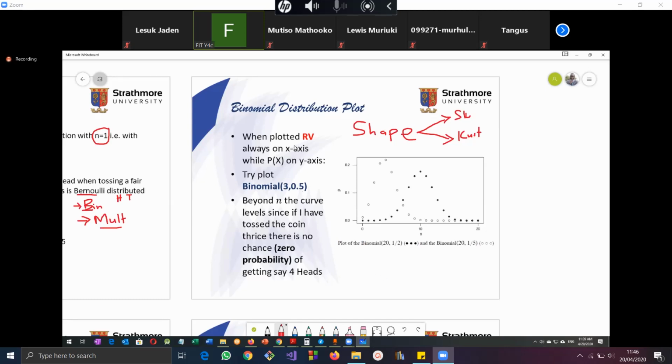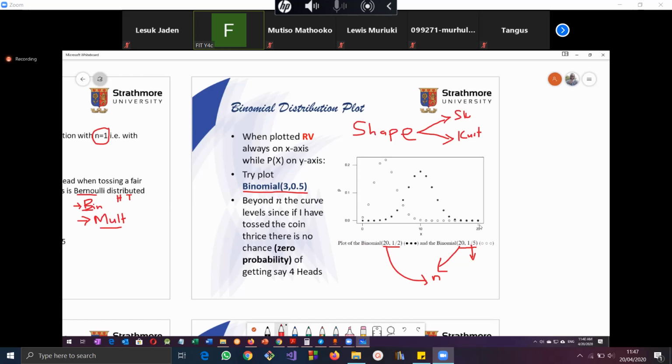So here, what I've just done is that I have just plotted the binomial of 3, 0.5. This is how it's written. No, I've not plotted the binomial of 3, 0.5. These are the plots of binomial 20, 0.2, and binomial 20, 1/5. So 1/5 is the probability of success. And then here there were 20 trials, okay? So also here there were 20 trials, but the probability of success is different. So 20 trials is like tossing a coin 20 times. The curve will look like this.